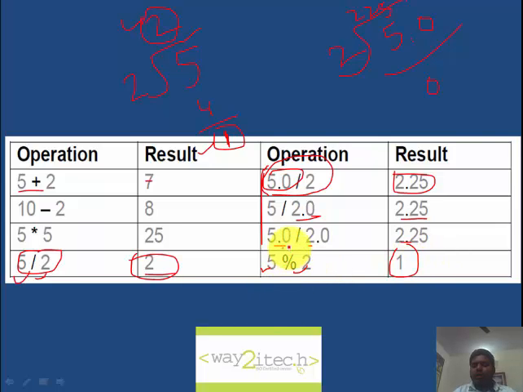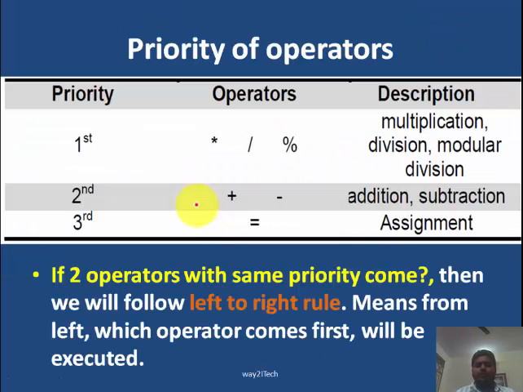Note that modulus division does not work on float. If we use modulus division here, we will get an error, because in this case we don't get any remainder. 2.0 will divide 5 completely to give the result 2.5. Modulus division always works on integer numbers. Both the numbers should be integers, and only then will modulus division work. If any of the numbers is float, modulus division may give an error. So this is an important concept.